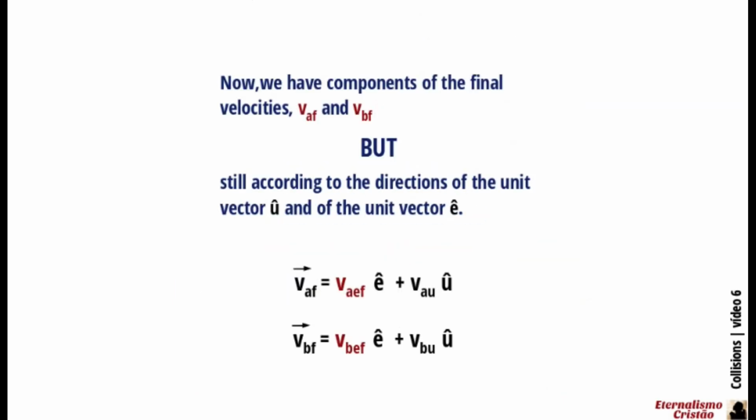Now, we have components of the final velocities, VA final, and VB final. But these components are according to the directions of the unit vector U and of the unit vector E, not relative to our x and y axes.